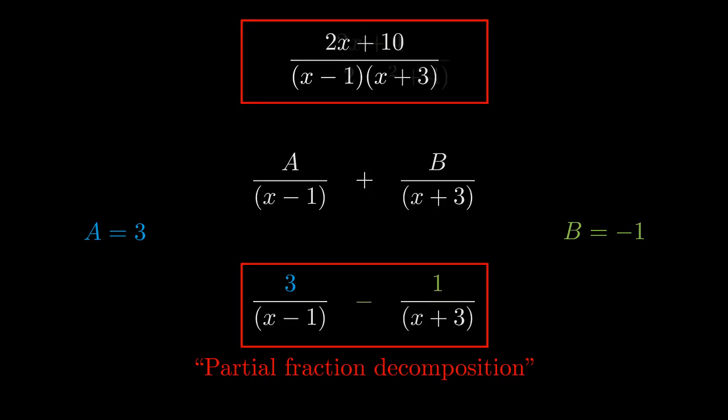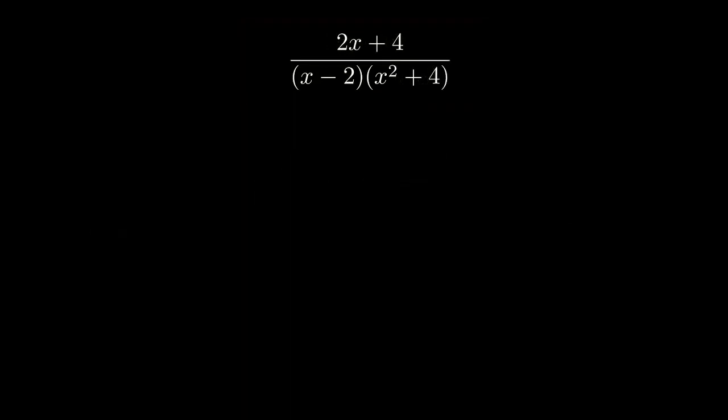I'll give you one more example. This time the difference is we have a quadratic term down the bottom, and I guess the only difference that makes is that because it's quadratic, it admits a linear numerator.